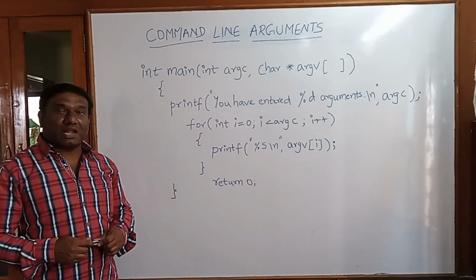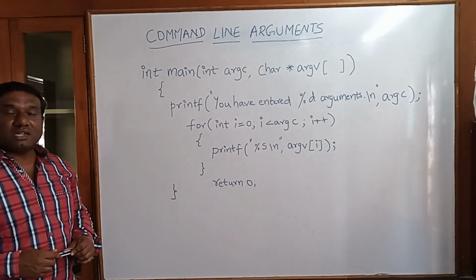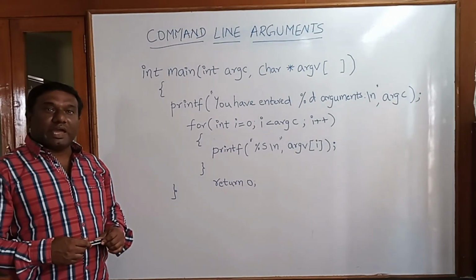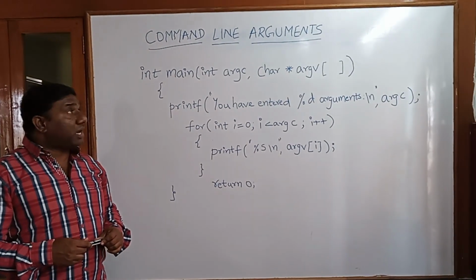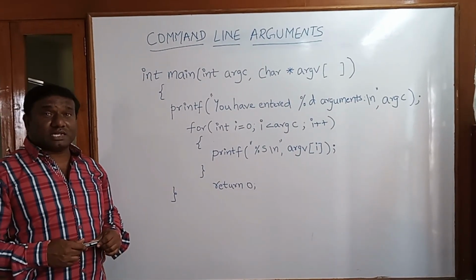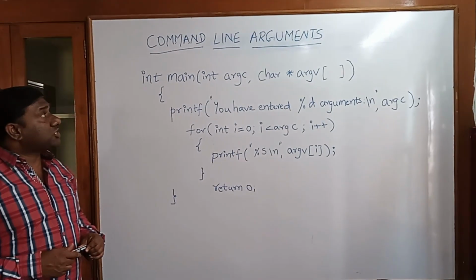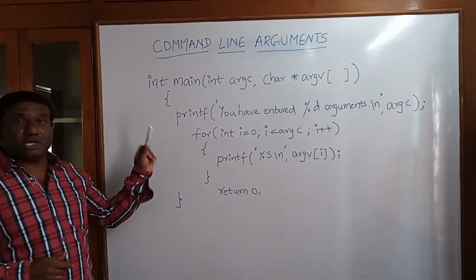So what are these command line arguments? Command line arguments are the arguments that are given during your execution time. And these command line arguments are given to the operating system's command line. So what happens when we give these command line arguments to your C program?